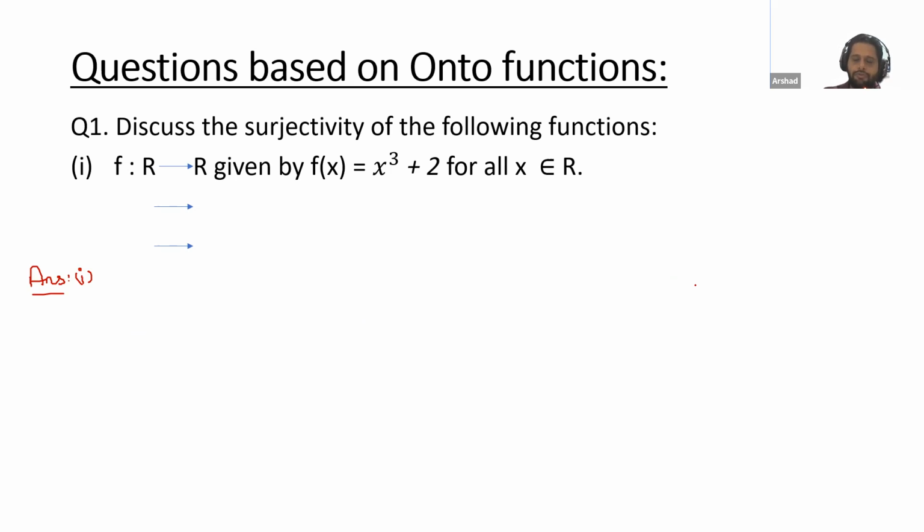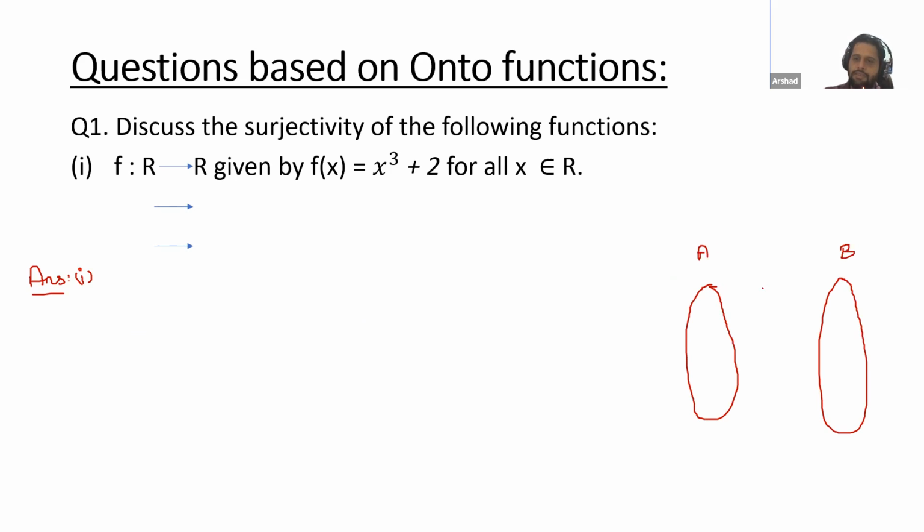Okay, so first of all, we will again revise what is the onto function. Then we will see the method of solving the question. In this topic also you will face the same issue, that is how to represent our answer. So what is a onto function?